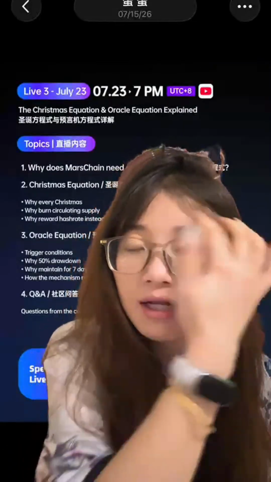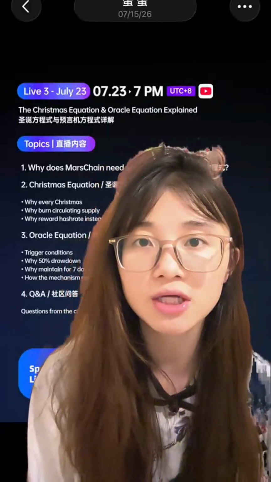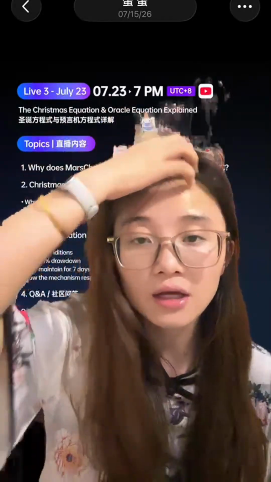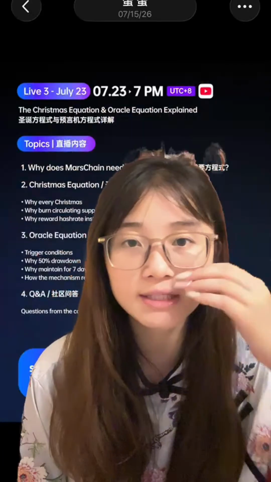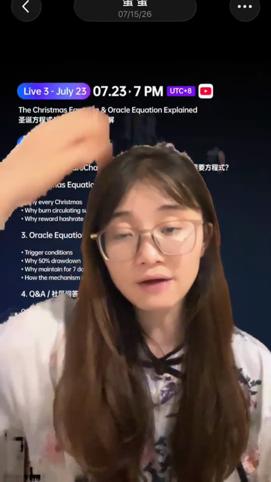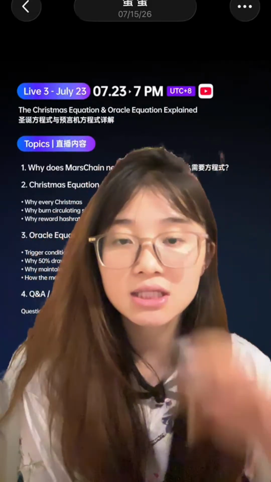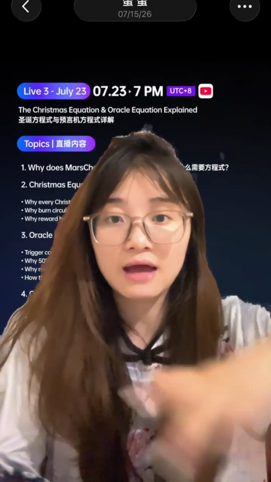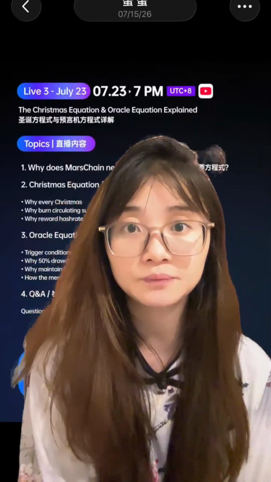Continuing our last topic about the difference between the Christmas and our core equation. About similarity, I just said it, and about difference: the Christmas equation happens every Christmas. It is fixed, right? So every year it will have the Christmas equation. It gives participants time to prepare, to hold enough tokens, then you can burn and get the multiplied hash rate, right?